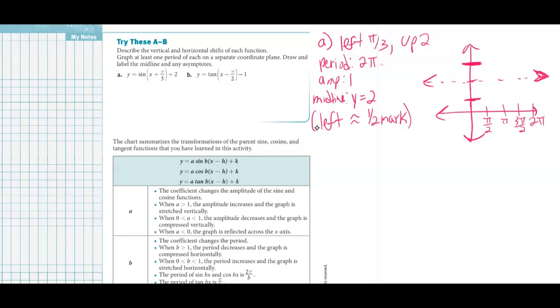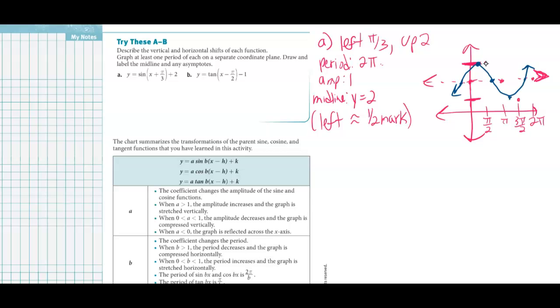Alright, so I've got everything kind of scaled out. And so what I'm going to do is lightly put the points of the parent function of sine, but shift it up 2. So sine graph usually starts at midline, goes to amplitude, midline, down to amplitude, midline. And then I'm going to take those and I'm going to go left half a mark. So I've got here, here, here, here, and here. And I'm going to connect those, and that would be my graph.